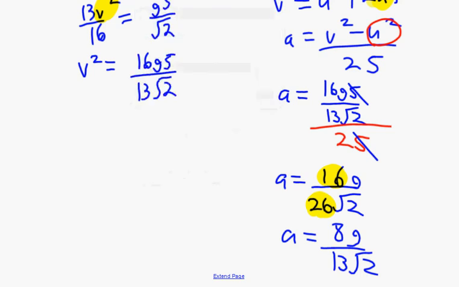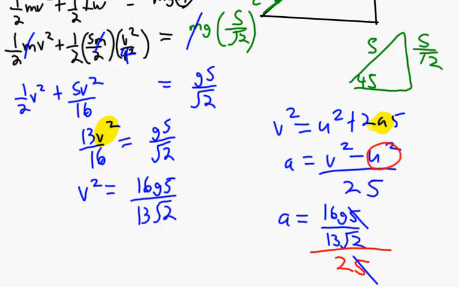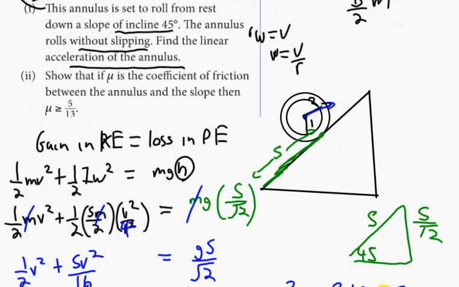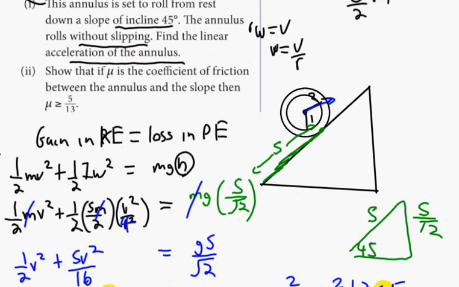Where was I? Go back to the top. It's like, show that if mu is the coefficient of friction between the annulus and the slope, then mu has to be bigger than or equal to 5 over 13. Okay, we don't want slipping, right? So look at this. Let's do some wedge work. Good old wedge work. Okay, we can ignore its size.